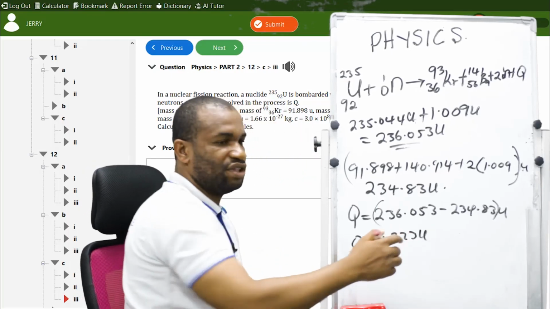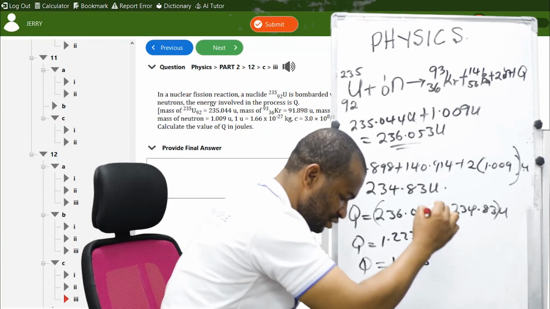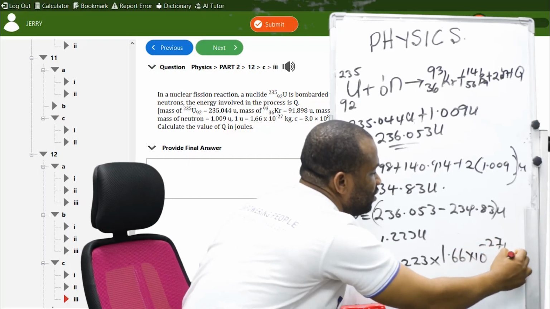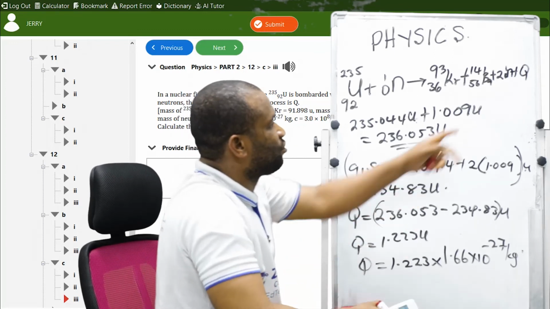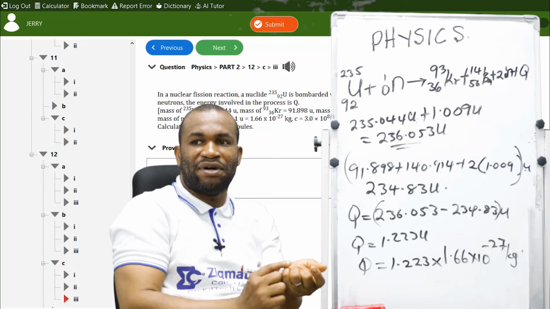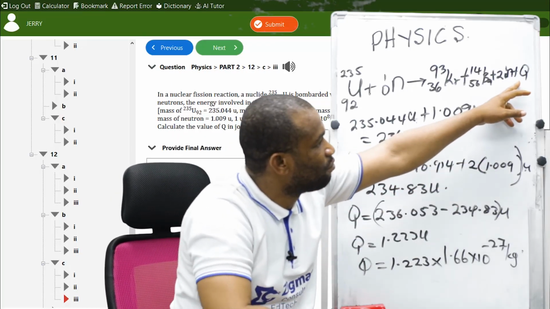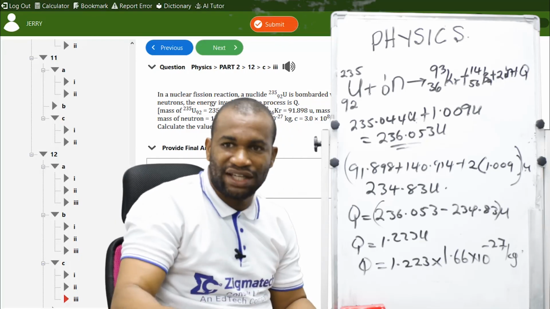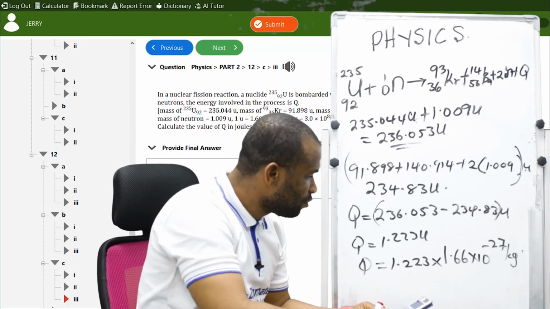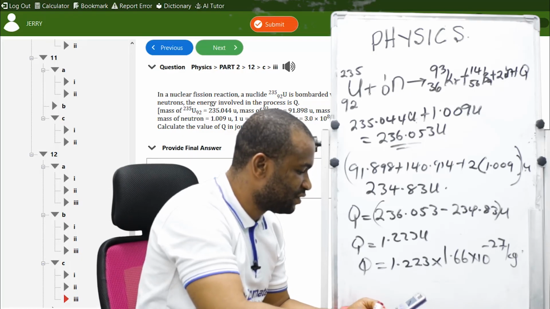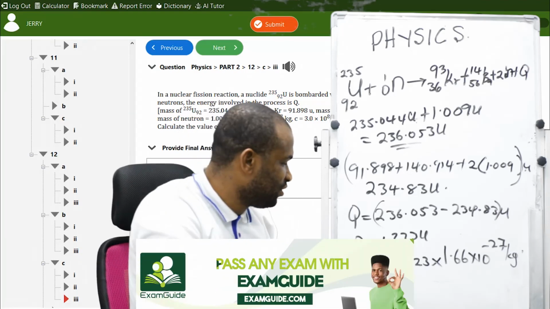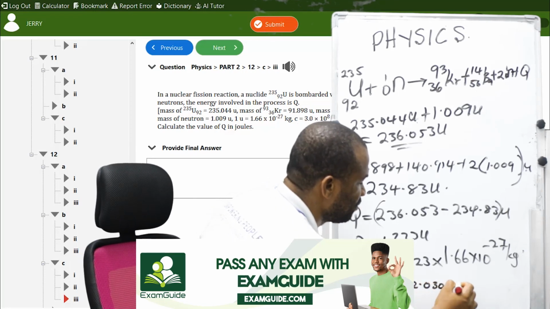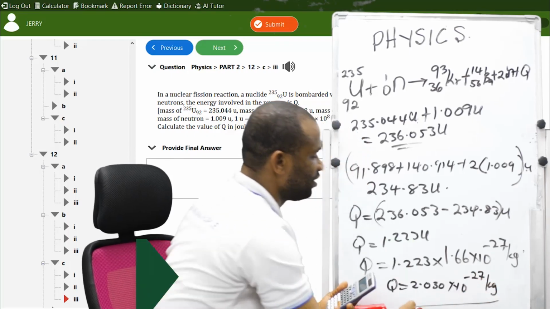Now remember that 1 U is given as 1.66 times 10 raised to minus 27 kg. I'm looking for the amount of energy released. Remember, according to Albert Einstein's relativity theory, mass is equivalent to energy, so that determines the energy. When I multiply 1.223 times 1.66, I have Q equal to 2.030 times 10 raised to minus 27 kg. So this is the value of the mass in kg.